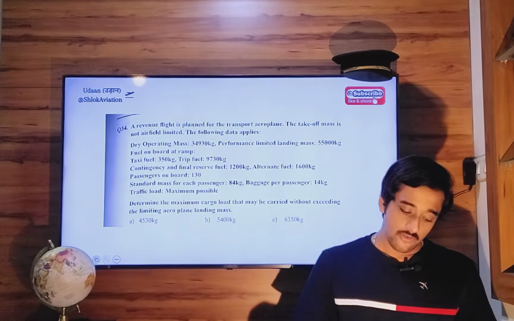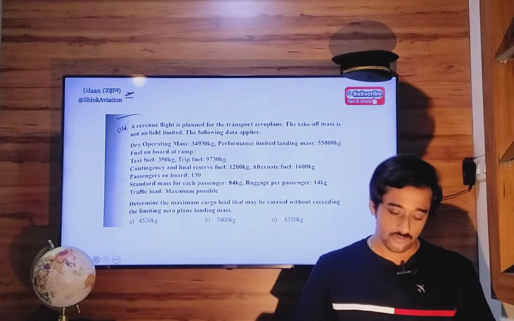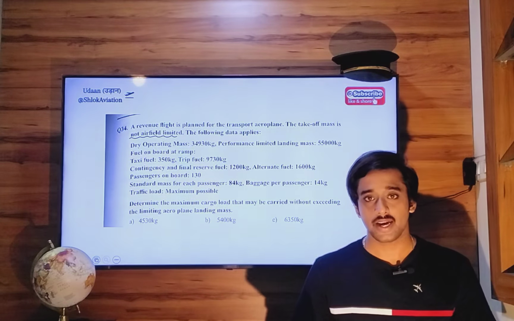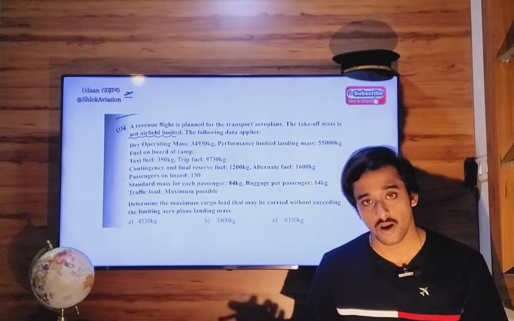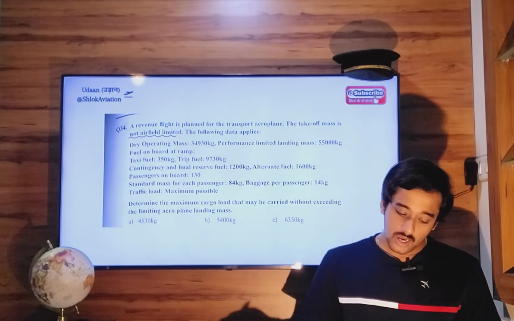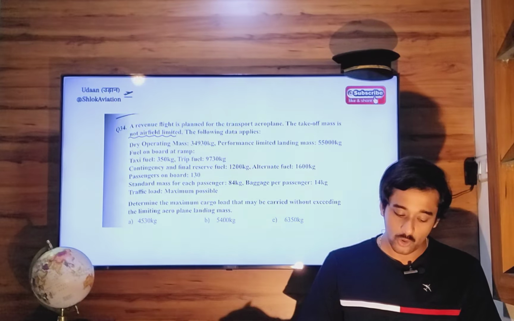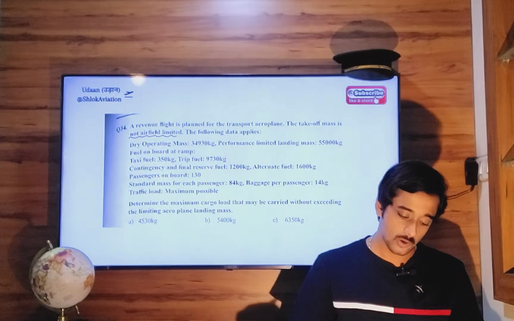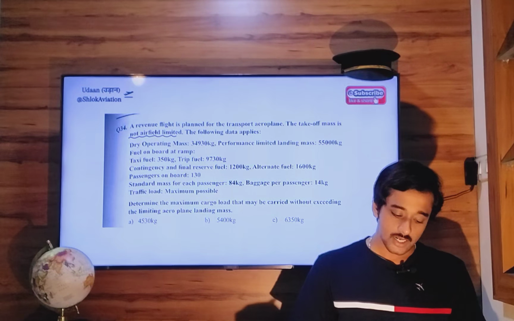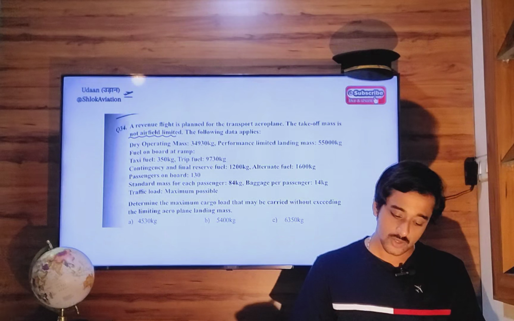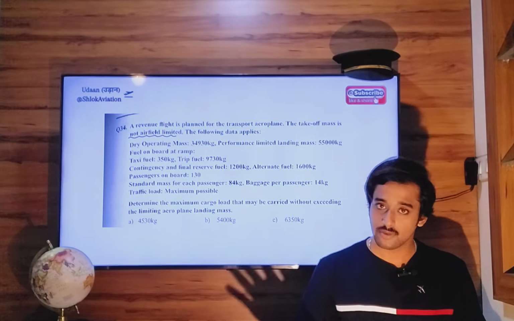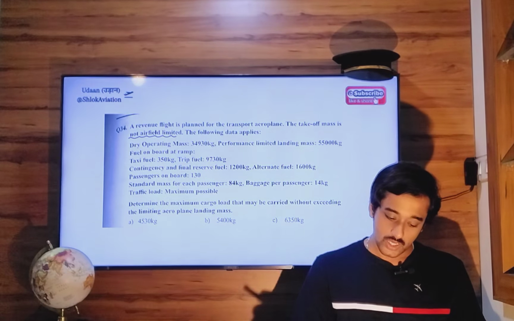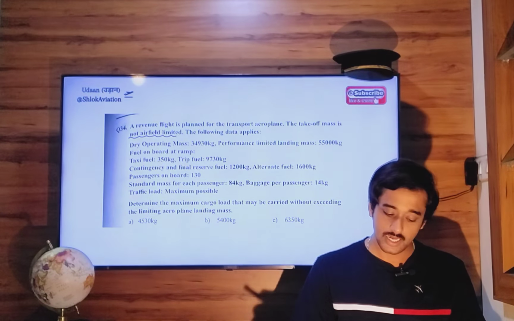directly. A revenue flight is planned for the transport aircraft. The takeoff mass is not airfield limited, meaning this particular aircraft doesn't have a performance limited takeoff mass. Dry operating mass, performance limited landing mass, fuel on board at ramp, taxi fuel, trip fuel, contingency reserve, alternate fuel, passengers on board, standard mass for each passenger, baggage per passenger, traffic load maximum. Determine the maximum cargo load that may be carried without exceeding the limiting airplane landing mass.